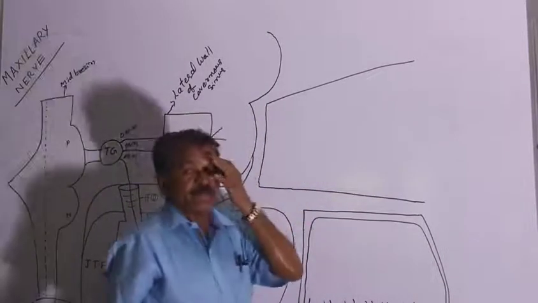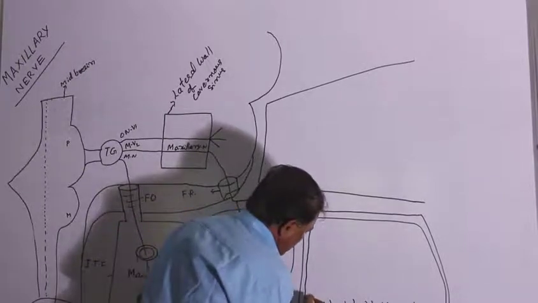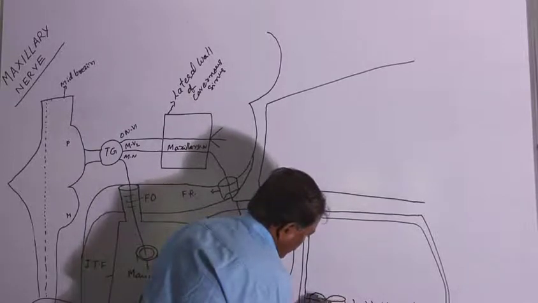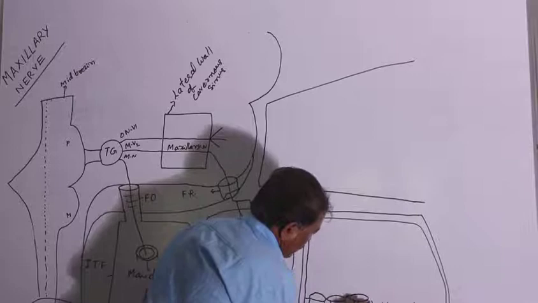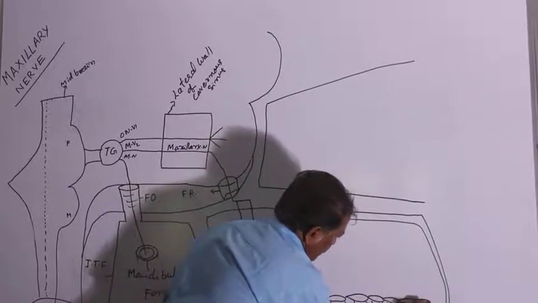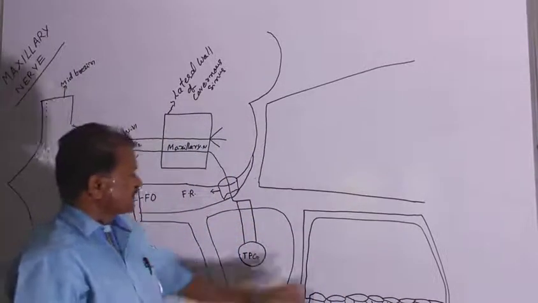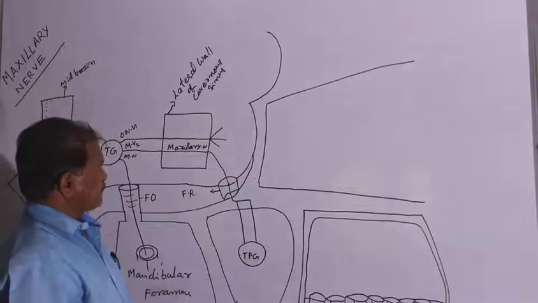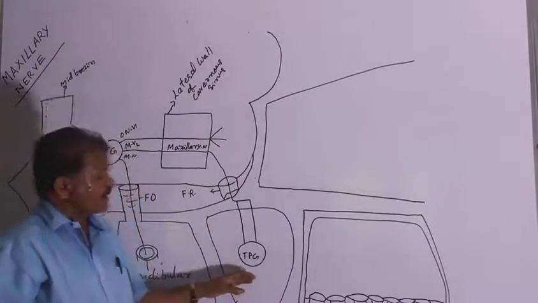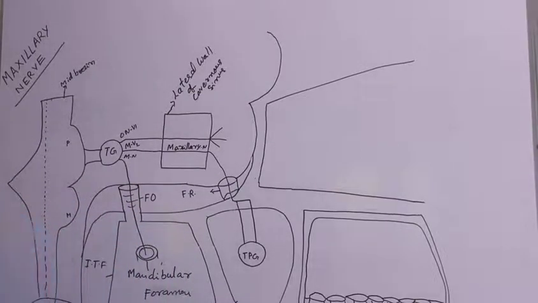This one is a maxilla. These are the teeth. Teeth are in the gums. It's a maxilla. So here the pterygopalatine fossa is situated, and here you see exactly where the pterygopalatine fossa is.